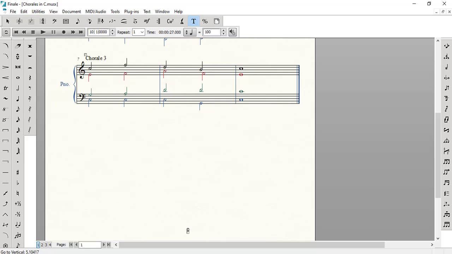So the goal of this video is to analyze the first two chords that we have here in Chorale 3. Before we get to that, let me just play Chorale 3 one more time so we can hear how this sounds.